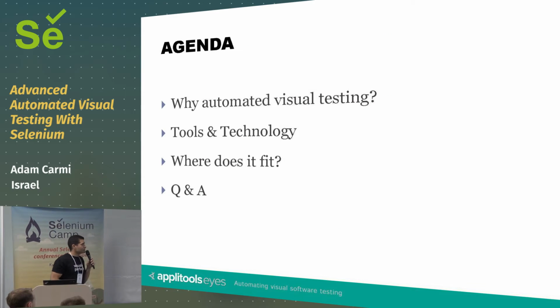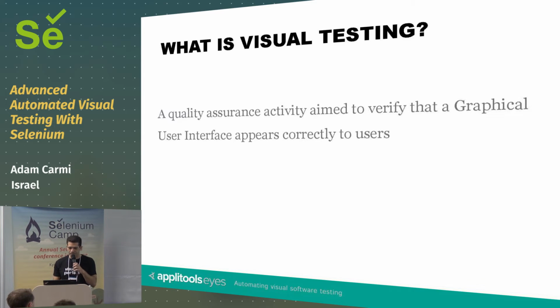So we have a lot to cover today. We'll start by explaining what visual testing is and why it should be automated. Then we'll take a deep dive and review some of the Selenium-based tools and the technology that they use under the hood. And the last part, we'll discuss how automated visual testing can plug into your development processes. We'll, of course, have time at the end to answer any questions that you have.